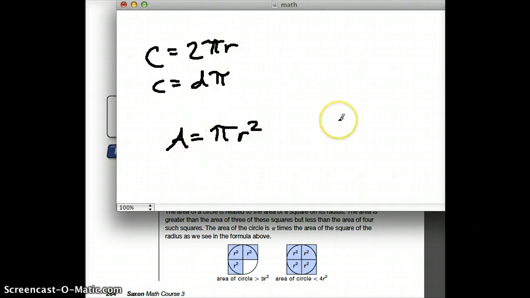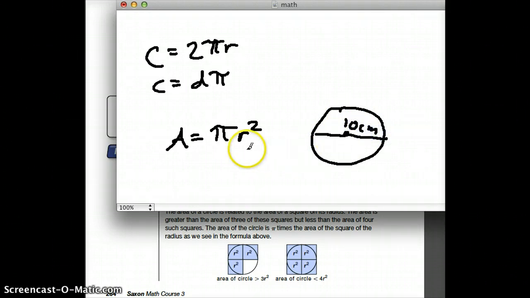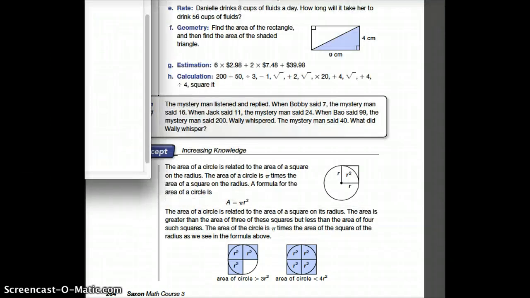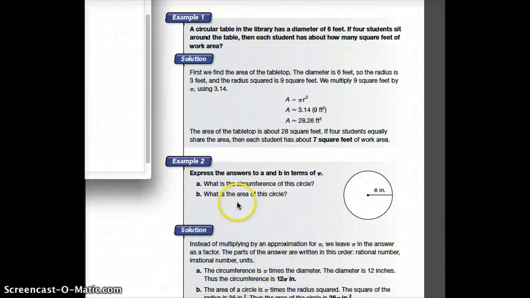If you are given the diameter, this is very key. If you are given the diameter of a circle, let's say this is 10 centimeters, in order to find the area, you need to split this diameter in half. So half of 10 would be 5. So then you could put in 5 squared. That would be 25 times pi, which is 25 times 3.14. Okay, very important. In the circumference, you can use the diameter or the radius, but when you're finding the area, it is really just the radius that you're allowed to use.